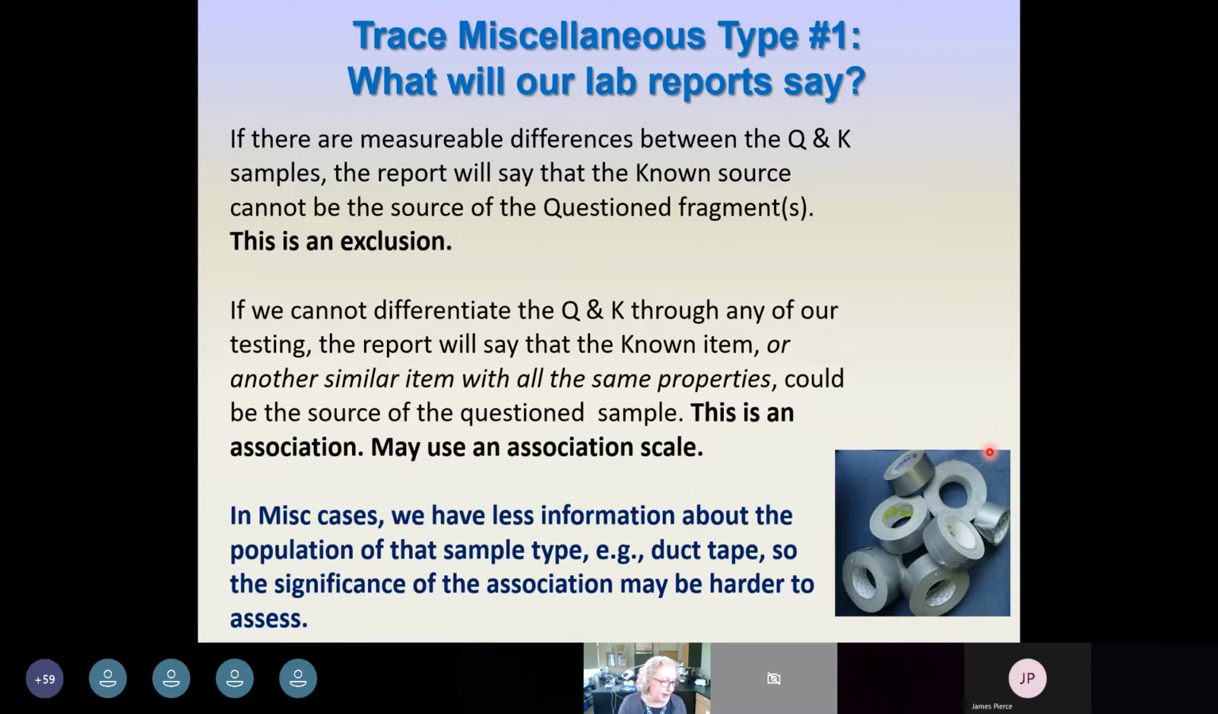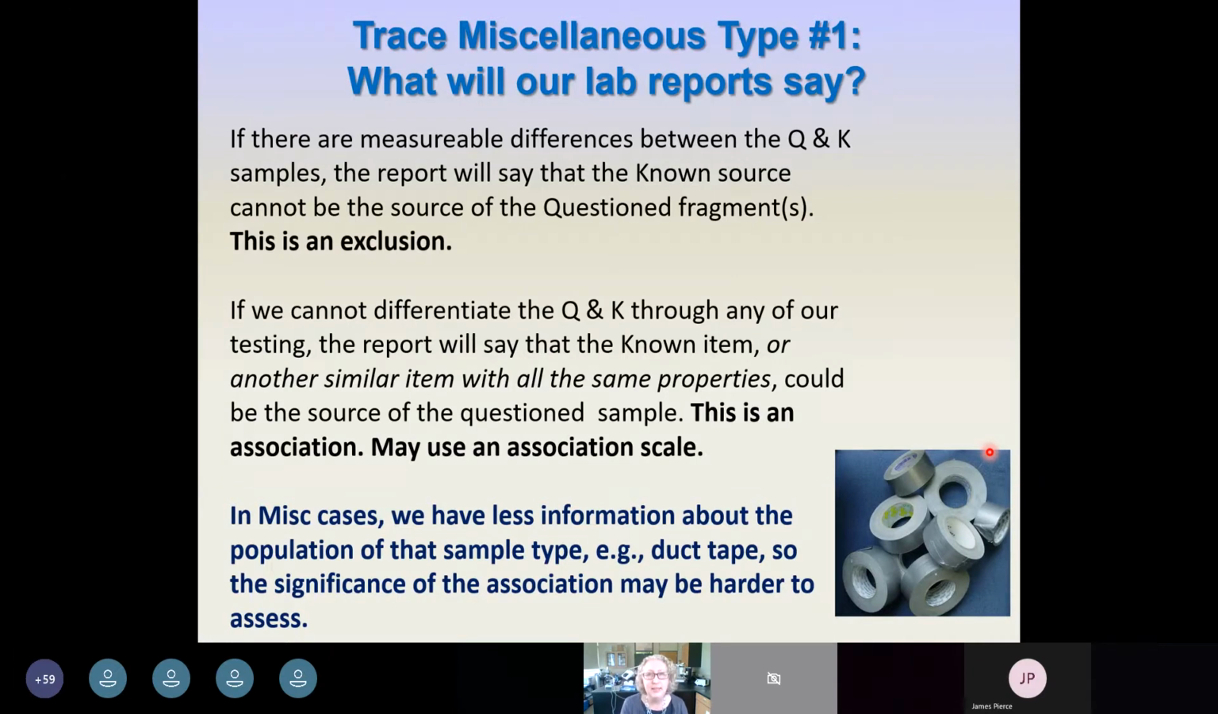All right, so what will our lab reports say? It isn't on this slide, but of course you should know by now that all of our reports in trace analysis will include the methods and tests that we used. That is an accreditation requirement for us.